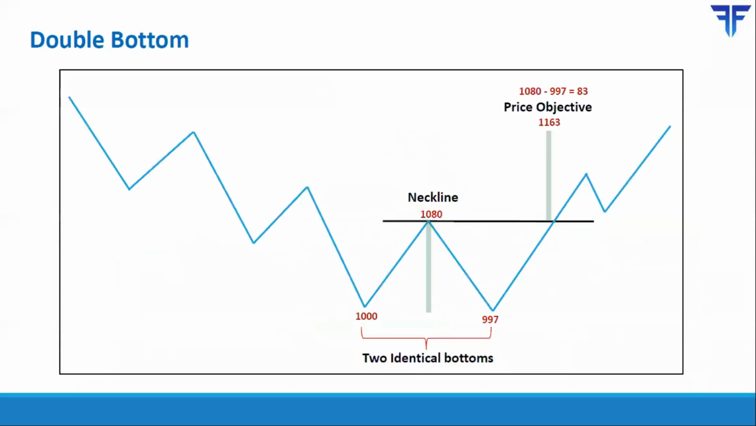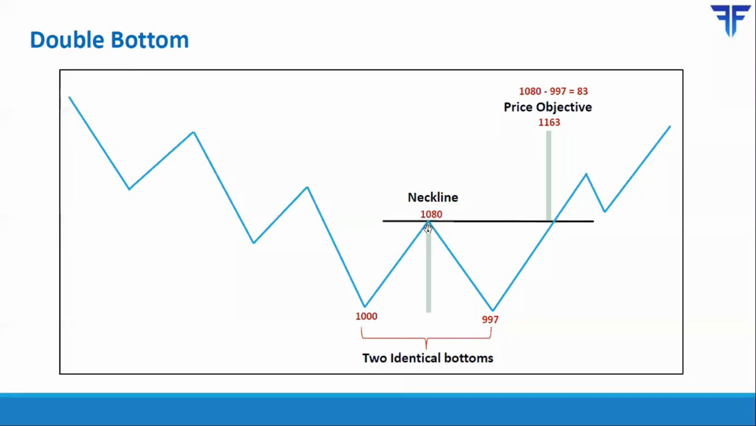So this is the double top. The exact opposite of that is something that's called double bottom. In double bottom, you have two identical bottoms that occur at roughly the same level, and those two bottoms are interspersed by an intervening high. So as you can see, these two bottoms are separated by an intervening high.